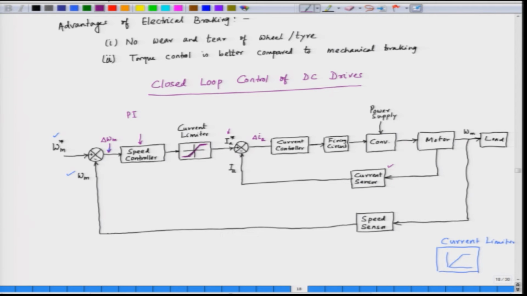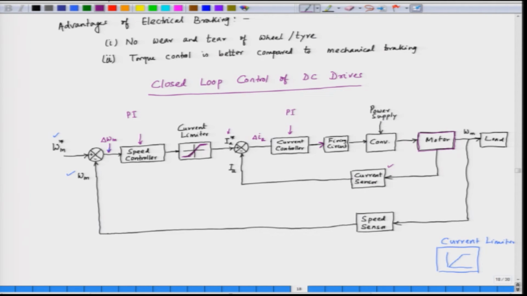So, the current error is fed to a current controller, which is again a proportional and integral controller, and the output of that goes to the firing circuit as a control voltage, and the firing circuit generates the triggering signal for the thyristor converter or the chopper converter, which feeds the armature of the DC motor. So, we have the motor here. So, the armature of the DC motor is fed from the converter.